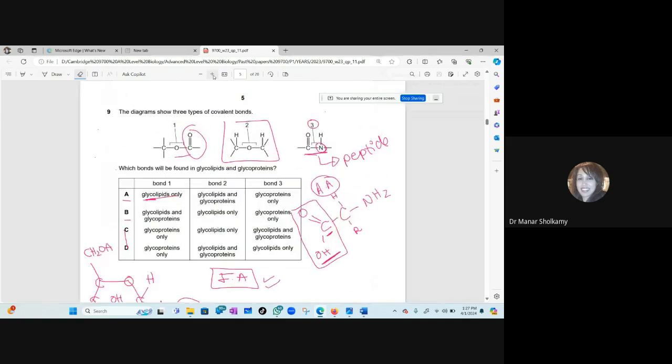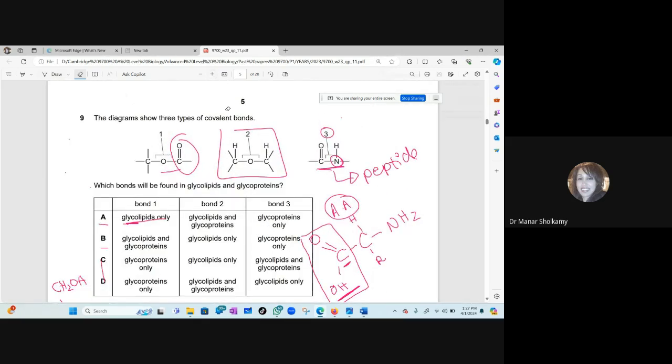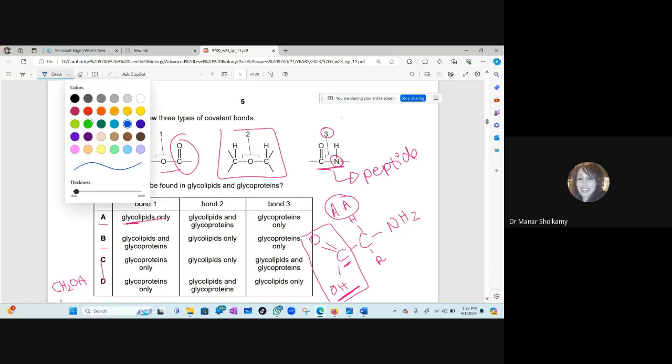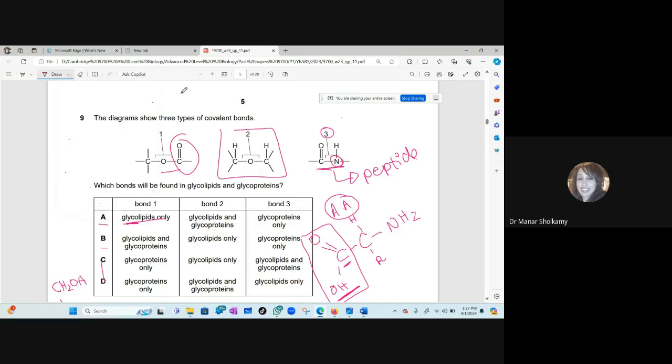Okay, who has problems with this question? Because this question is not nice. Look at this question. The diagram shows 3 types of covalent bonds. And you have to be very familiar with the bonds in order to answer this question. If you go to bond 3, you see that there's a nitrogen. So this will immediately take you to a peptide bond, a bond that is found only in proteins. So bond 3 has to be glycoproteins only. So the answer here will take us to A or B. That's why I will exclude C or D.